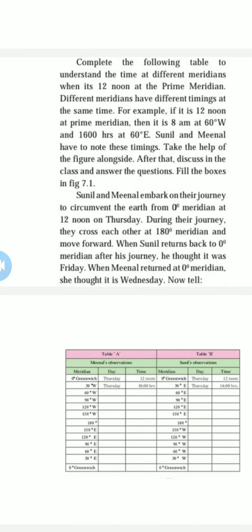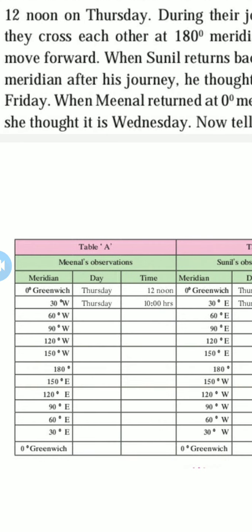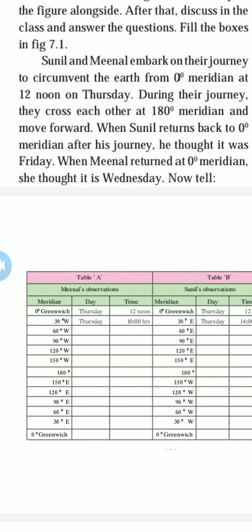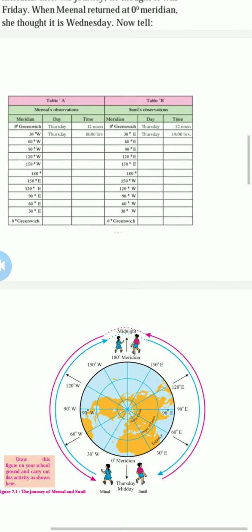So how has this happened? Because one is traveling from the east and the other from the west, and when they reach the 180-degree meridian, the timing and the dates are different. So you have to guess this. See, when they were at the 0-degree meridian, they started from Thursday, but they both are going on their own journey. One is traveling from the east and the other from the west.